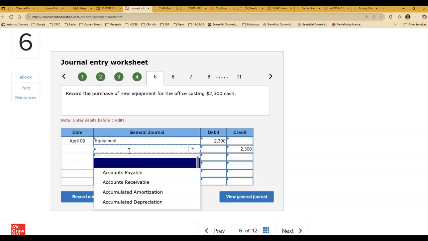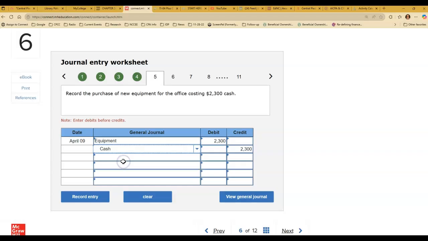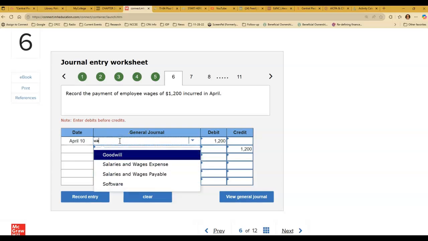How we doing? Number 6, record the payment of employee wages of $1,200. So again, throw in the $1,200. So if we're recording the payment, cash is going down with a credit. Good. Good. Salaries and wages expense.